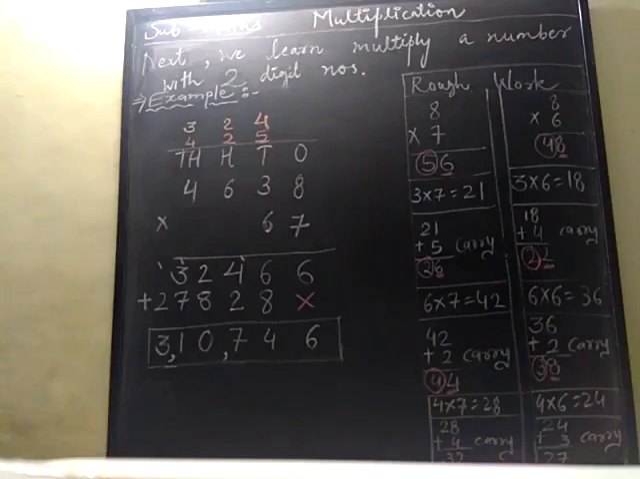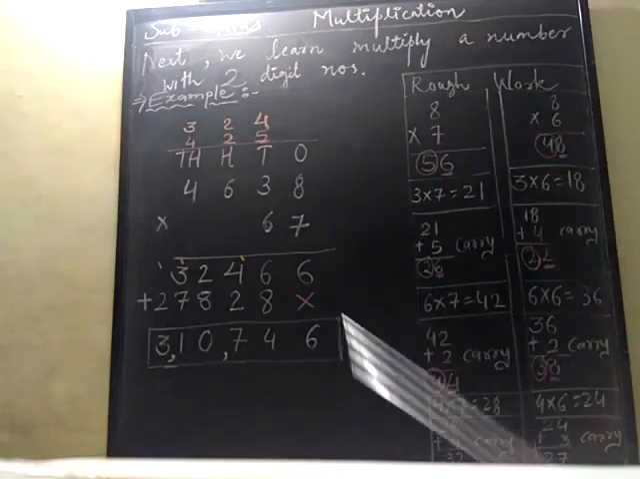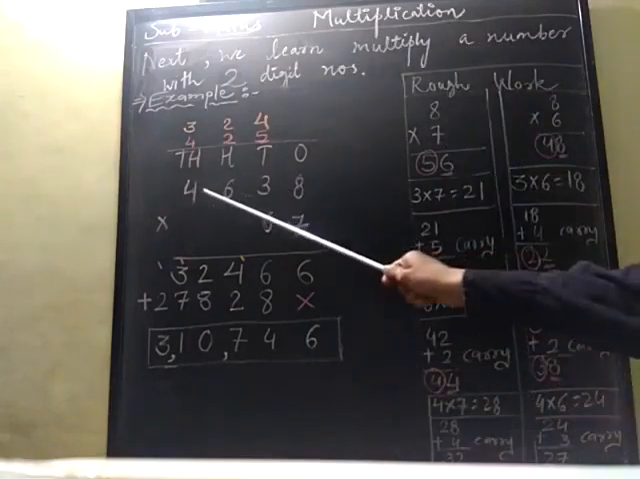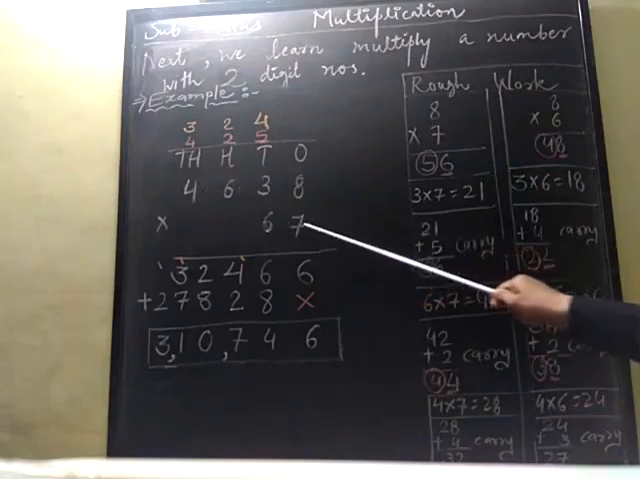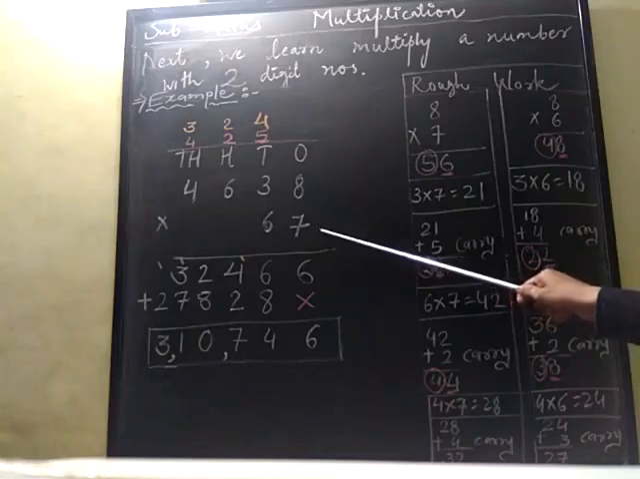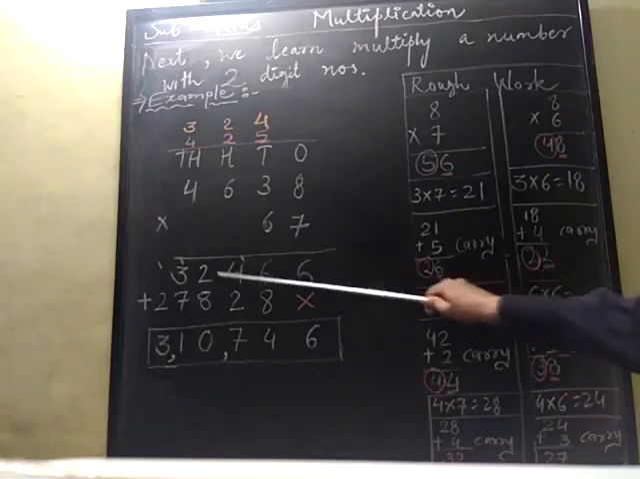Now students, we calculate our next sum. See, we learn multiplication of a number with a two digit number. I wrote here one sum. You can see 4638 multiply 67. Here 67 is a two digit number. So we do our calculation in two steps.